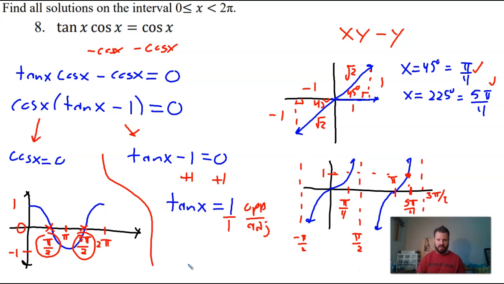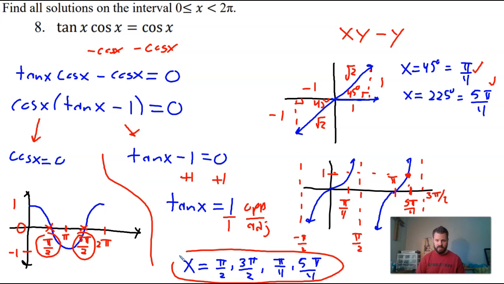So, moral of the story, 4 total solutions, 2 from one factor, 2 from the other. We get pi over 2 and 3 pi over 2 from the cosine x equals 0, and then pi over 4 and 5 pi over 4 from the tangent x minus 1 equals 0 factor. There are my 4 solutions, and these are all solutions on the interval 0 to 2 pi. So that's going to be the final number of solutions between 0 and 2 pi. Don't need to worry about infinitely many here.